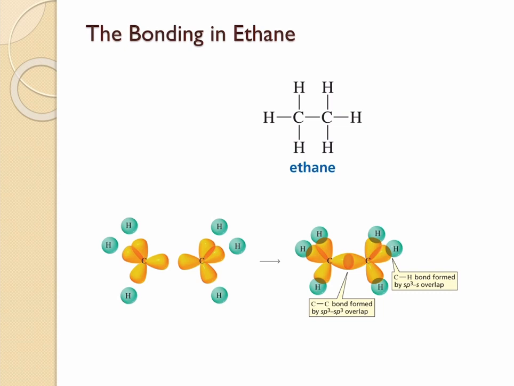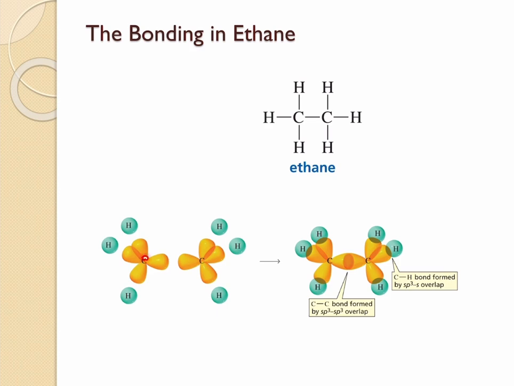Let's go on to a slightly more complex molecule, ethane. Let's examine the structure of ethane here. In ethane, there are 2 carbons, and each of these 2 carbons has 4 sigma bonds, right? So this one has 4 sigma bonds as well. Because of this, each of these carbons is going to have a tetrahedral arrangement, and each carbon is going to use its sp3 hybridized orbitals to form bonds.